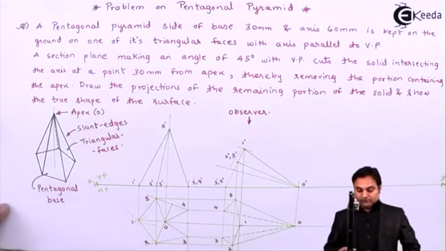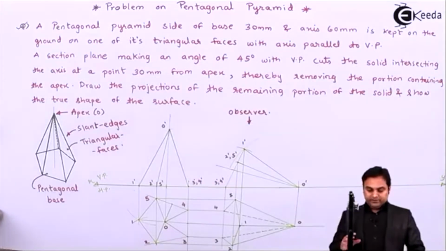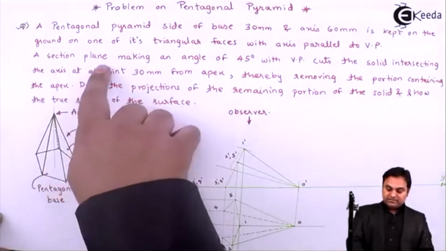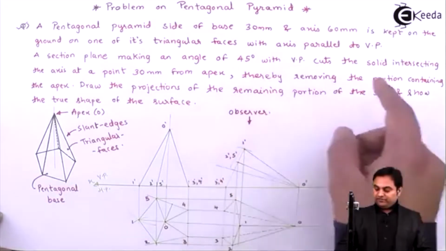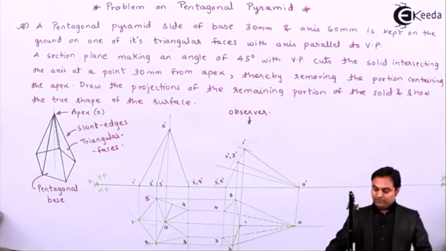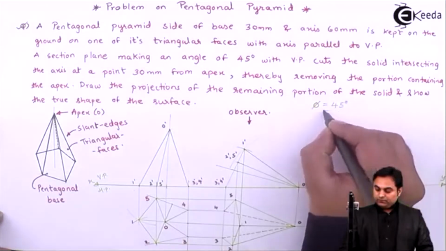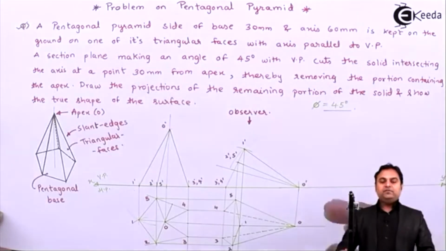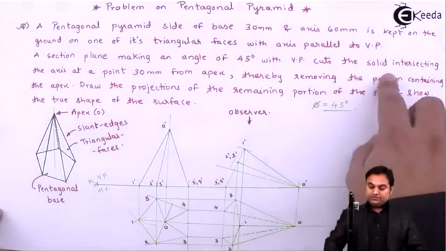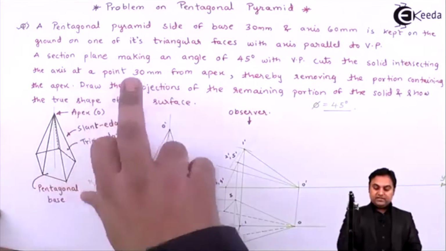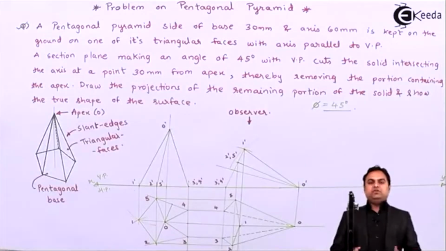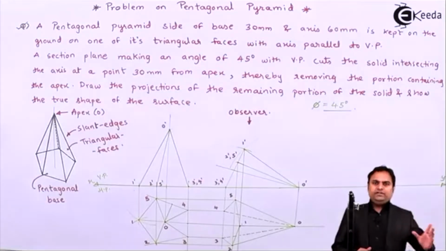Now after this, I'll locate the cutting plane. In the question it is given that a section plane making an angle of 45 degree with VP, that is denoted as phi. So 45 degree with VP will be seen in HP and cuts the solid intersecting the axis at a point 30 mm from apex. Now what is this distance? See, 30 mm from apex on the axis.